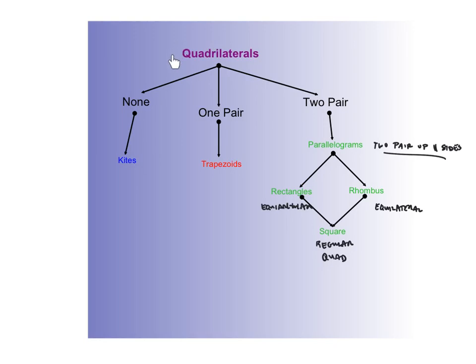And of course, the quadrilateral is the granddaddy of them all. Okay, all four-sided shapes, kites, trapezoids, parallelograms, and all beneath the parallelogram in the tree are all considered in the family of quadrilaterals.